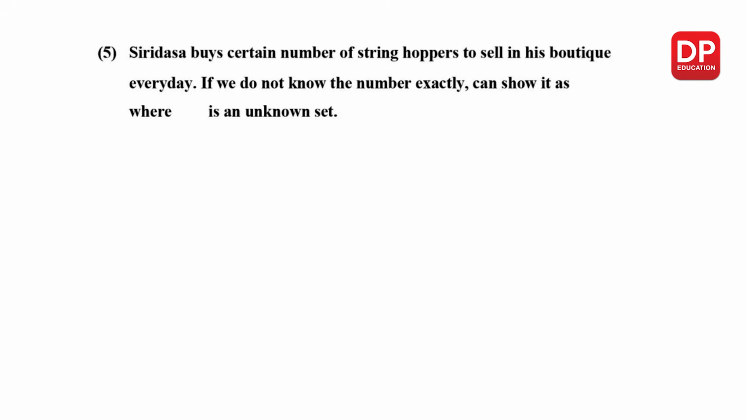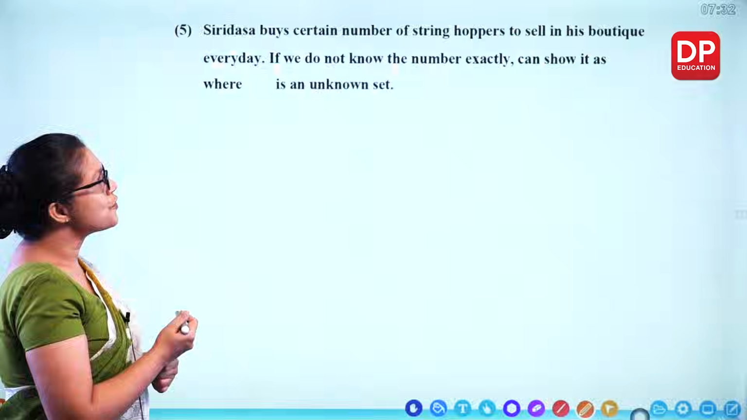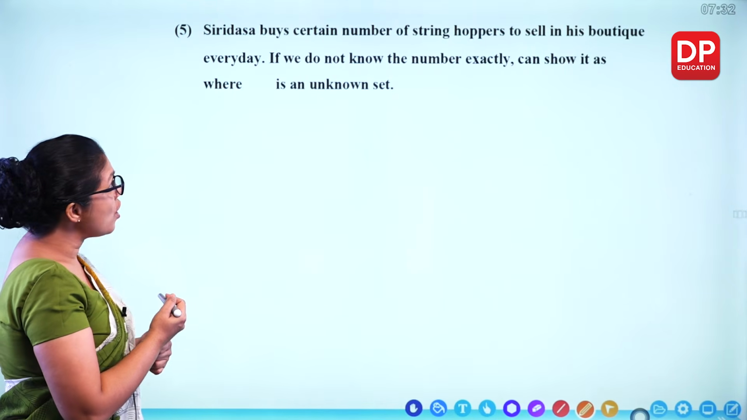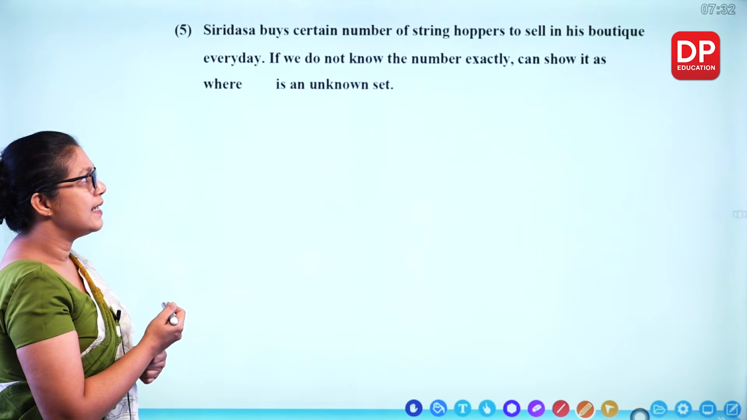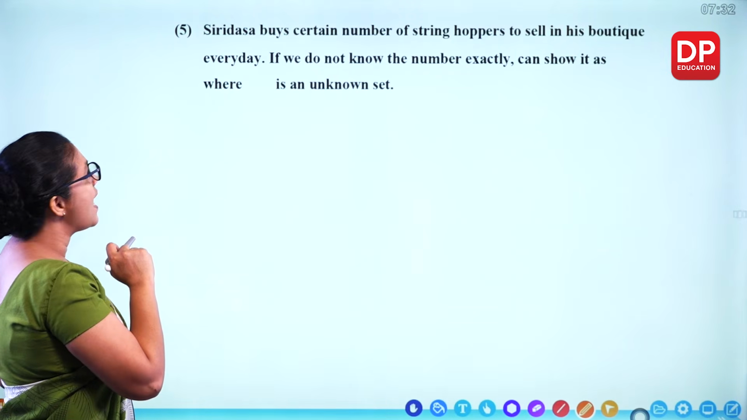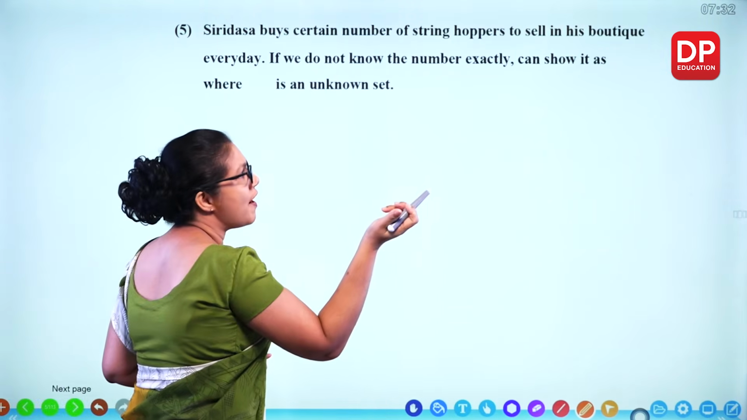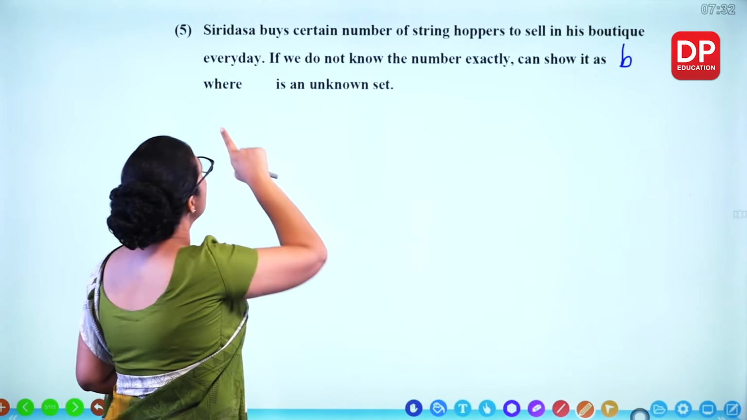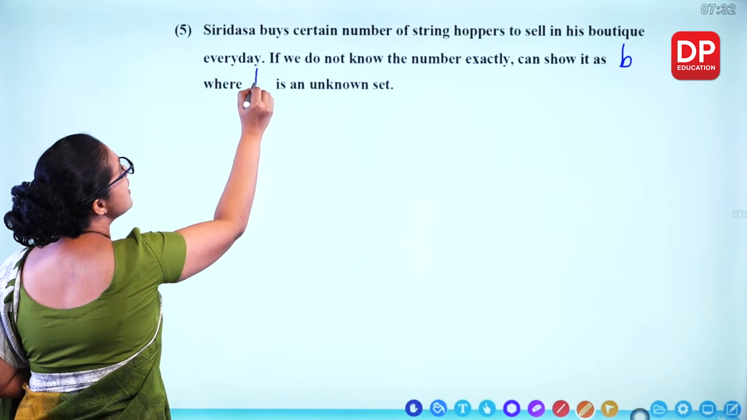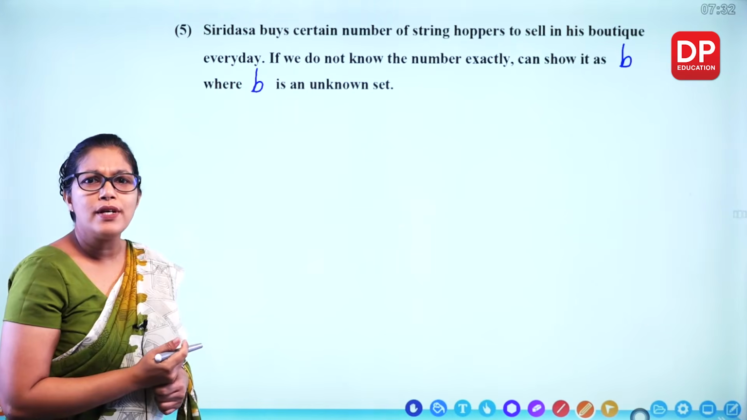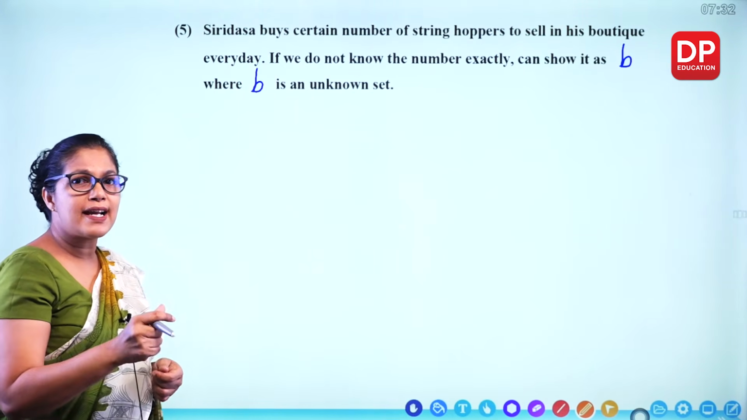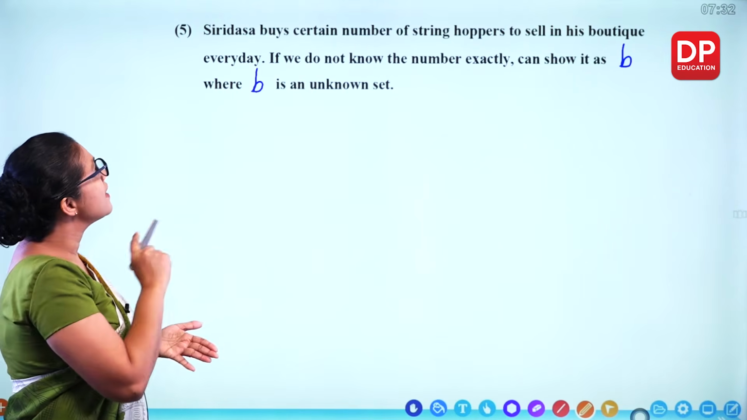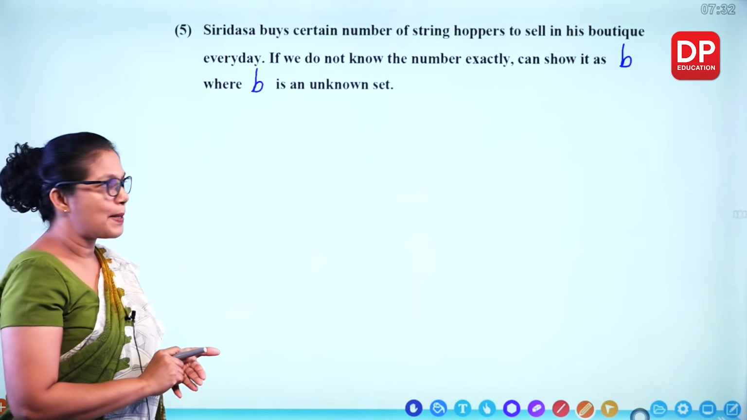This one, Siridasa buys a certain number of string hoppers to sell in his boutique every day. If we do not know the number exactly, we can show it as another variable. We'll take simply B, where B is an unknown. We don't know exactly the amount of string hoppers that Siridasa buys.